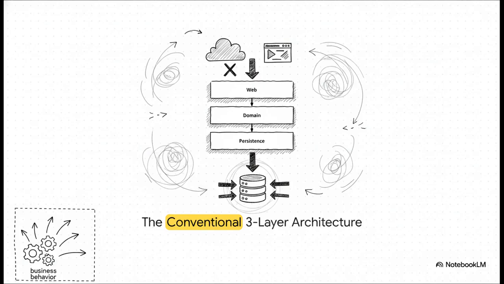Now, we've all been taught the conventional three-layer architecture. You've got web at the top, domain in the middle, and persistence at the bottom. But here's the catch. Everything flows downward to the database. This baseline setup fundamentally promotes database-driven design, making the database, not your business behavior, the actual foundation of absolutely everything you build. And honestly, from a business perspective, that makes zero sense. We should really be modeling behavior first, not the state of a database.